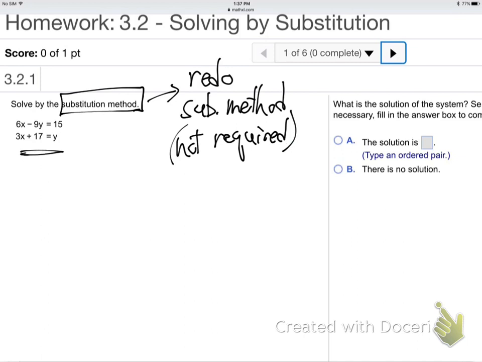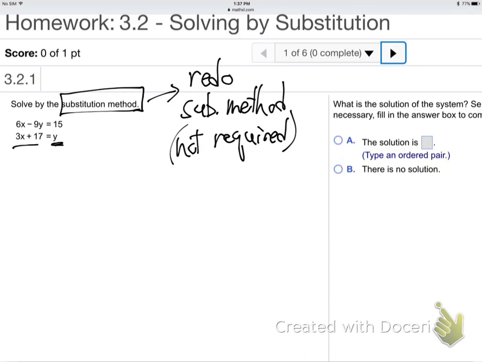You see that second equation? See how it says 3x plus 17 equals y? When they put one of the letters already alone like that, it's very nice for the substitution method, because that means y is equal to 3x plus 17. That means y is the same as 3x plus 17, so wherever you see y, you're allowed to replace it with 3x plus 17.